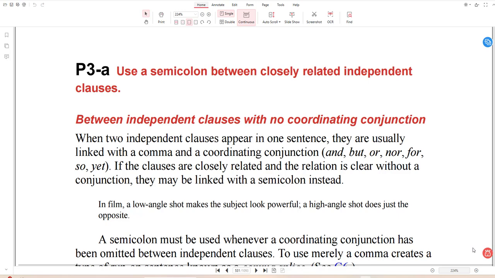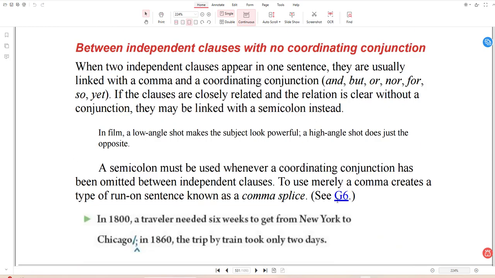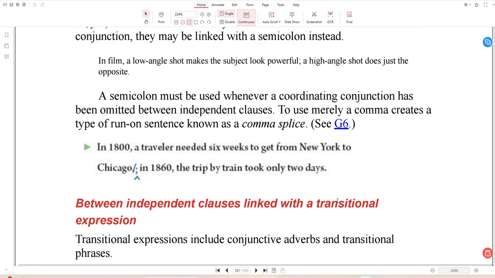A semicolon must be used whenever a coordinating conjunction has been omitted between independent clauses. To use merely a comma creates a type of run-on sentence known as a comma splice. In 1800, a traveler needed 6 weeks to get from New York to Chicago; and here you're supposed to use a semicolon after Chicago. In 1860, the trip by train took only 2 days.